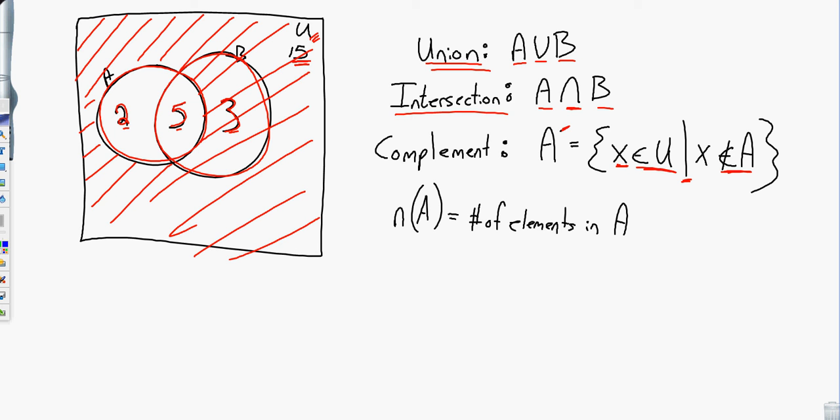And if we know that there are 25 elements in the entire universal set, and we can see that there are 7 elements that are part of A, then we would know that 25 minus 7 would be the number of elements that are in A complement. So the number of elements in A complement would be 25 minus 7, which would equal 18 elements that are part of A complement.